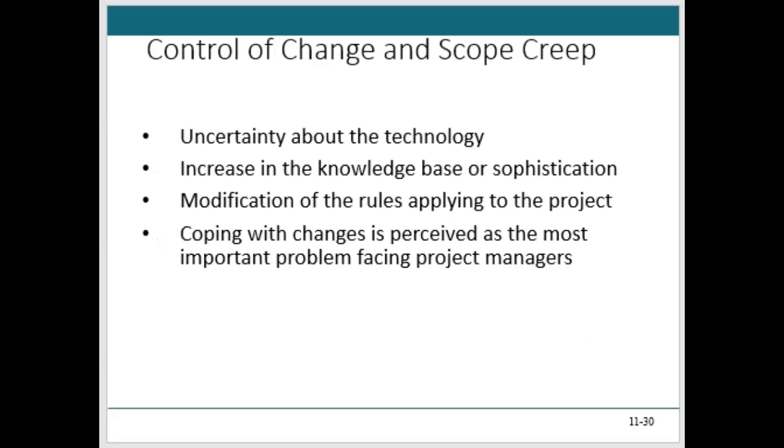Now, as I mentioned, we do want to control change and scope creep, right? In earlier chapters, in fact, we discussed that the original plan for the projects is almost certain to be changed before the project's completed, right? It's progressively elaborated. We're a little uncertain about the technology, about the increase of knowledge, about the modification of rules. And so we plan in detail, but we expect changes along the way.